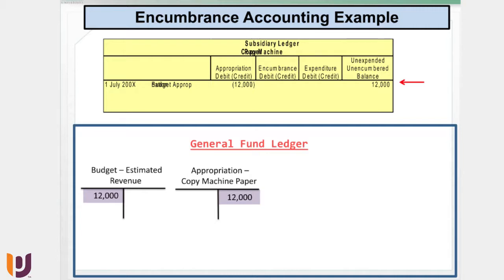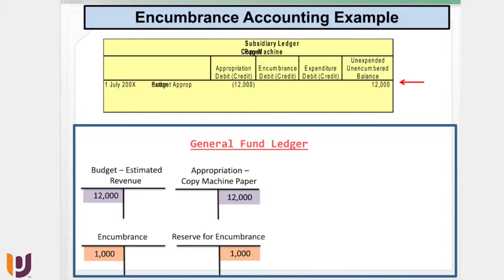Also, on July 1st, we send out purchase order number 32 to WB Mason for $1,000 of copy machine paper. This creates the encumbrance. We record the encumbrance with a debit to an account called encumbrance and a credit to reserve for encumbrance. The encumbrance is recorded in the subsidiary ledger. You can see it shows the amount of the budget that is left to be spent, $11,000.